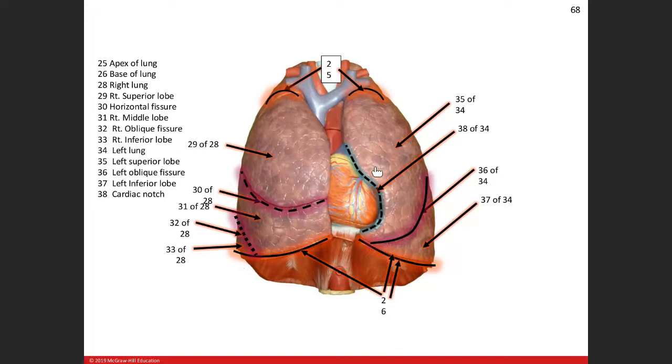Okay, let's quickly talk about blood supply, and then we're almost done.